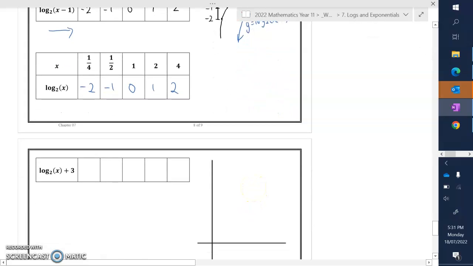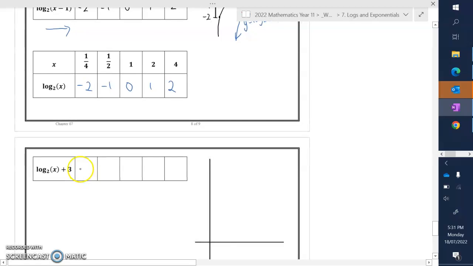Now we've got to add 3 to each of those. So we've got minus 2, and we're going to add 3 to our first values. We're going to have a 1, a 2, a 3, a 4, and a 5.